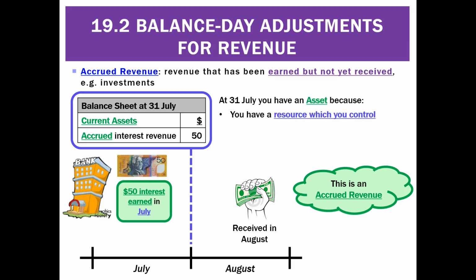What we say is there's a resource I control, I'm legally entitled to the $50, it's mine, no one else can take it from me. There was a past event, I earned all the interest during July. And there will be an inflow of future economic benefits, which will be the $50 interest I'm going to get in August.